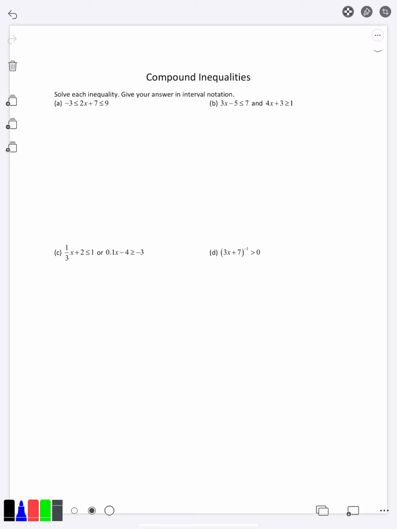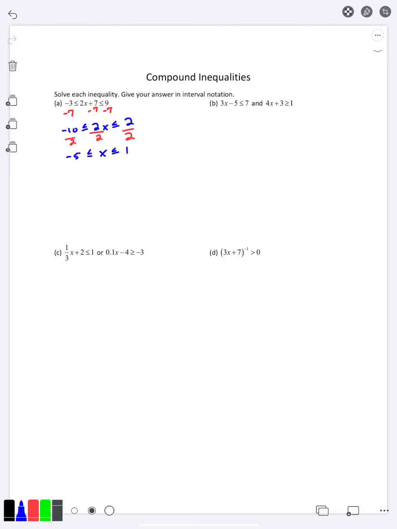When you're trying to solve a double inequality, you handle it the same way as a regular inequality, where you subtract 7. But instead of subtracting 7 from both sides, you're subtracting 7 from all three sides. You've got to keep everything in balance. And we'd get negative 10 is less than or equal to 2x less than or equal to 2. Then we can divide all sides by 2, and we get negative 5 is less than or equal to x is less than or equal to 1.